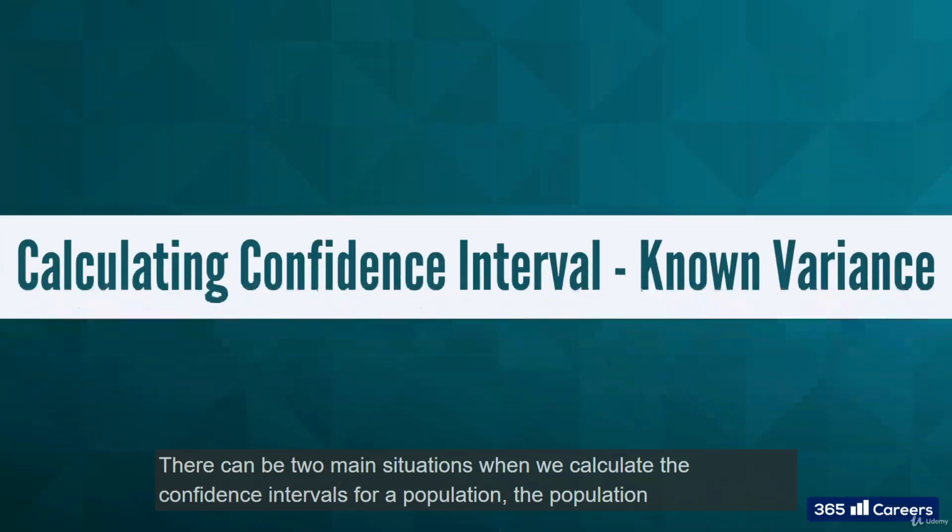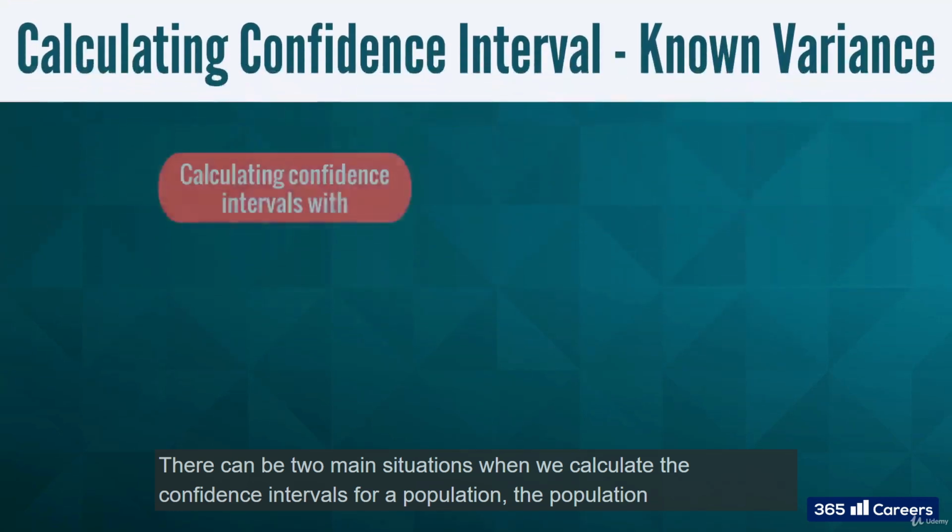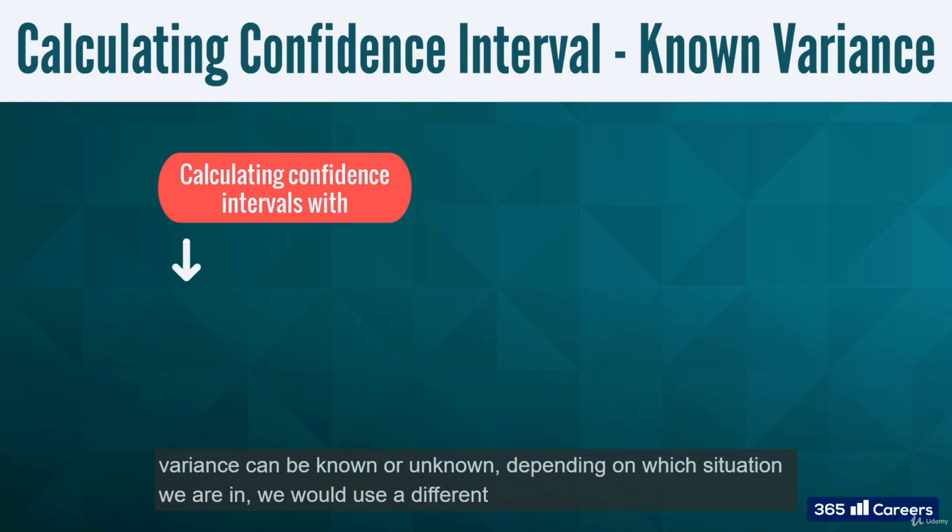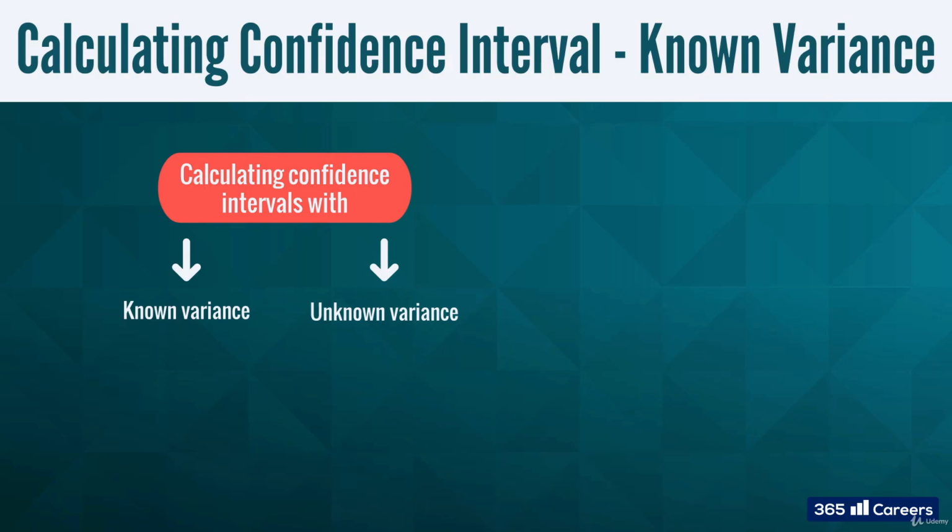There can be two main situations when we calculate the confidence intervals for a population. The population variance can be known or unknown. Depending on which situation we are in, we would use a different calculation method.